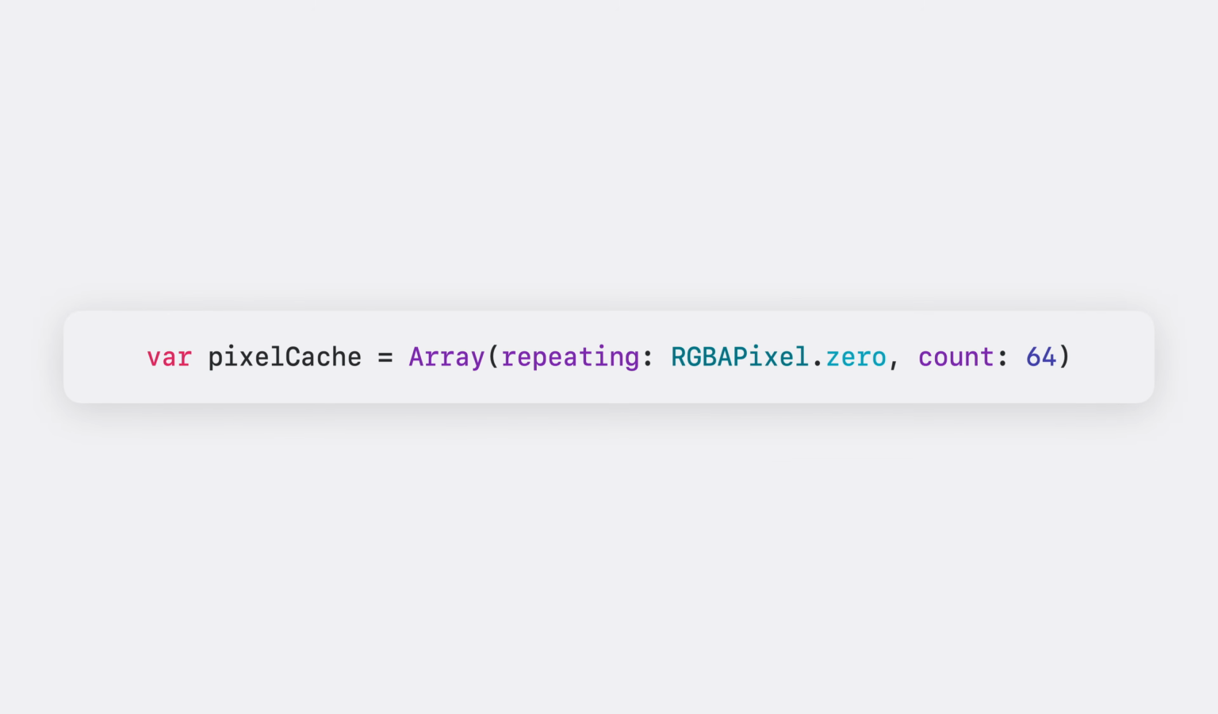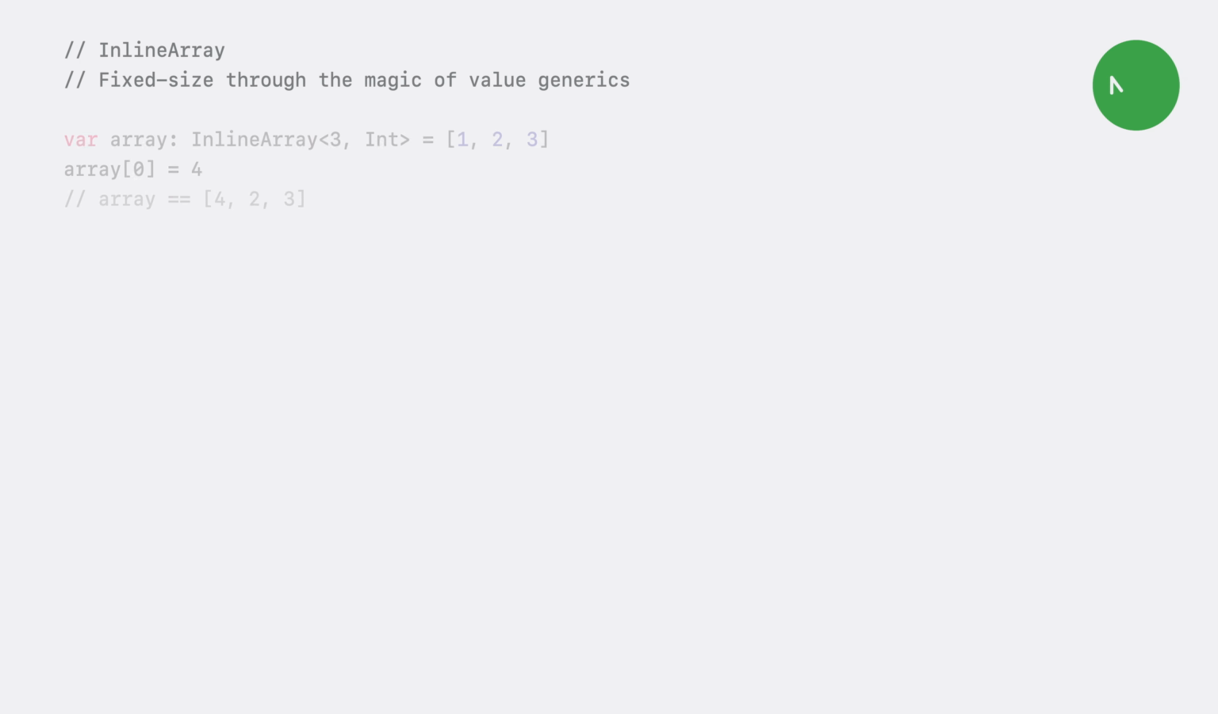The pixel cache in our parser is an array of RGBA pixels. It's initialized with 64 elements and never changes size. This cache would be a great place to use the new InlineArray type. InlineArray is a new standard library type in Swift 6.2. Like a regular array, it stores multiple elements of the same kind in contiguous memory, but it has some important differences. First, inline arrays have a fixed size that you set at compile time.